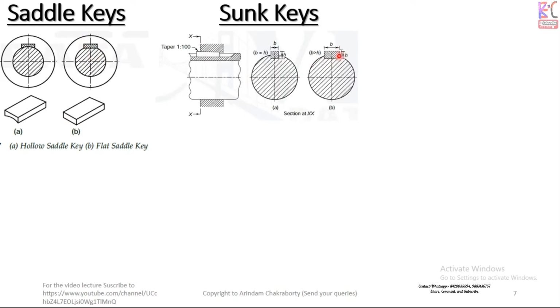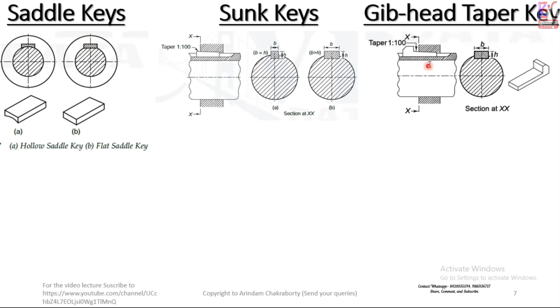Now what about the sunk key? The cross section seems like this only. It is the same thing itself. Now what is a gib head? A plain key has no point to stop it. If you keep hammering on this, it will go inside. But a gib head has an extra material which restricts it from going beyond a certain limit, as you can see.